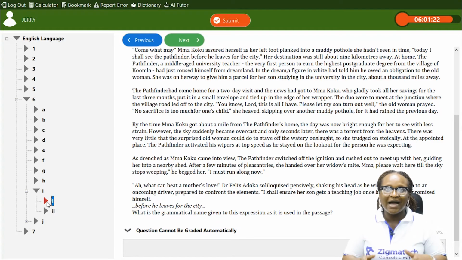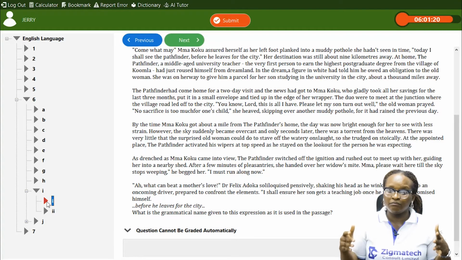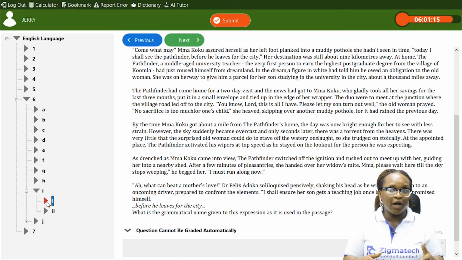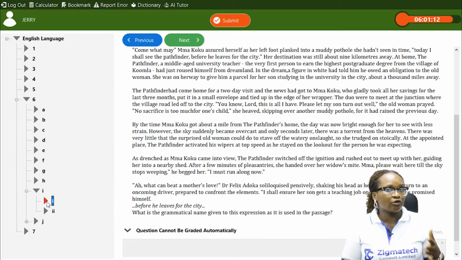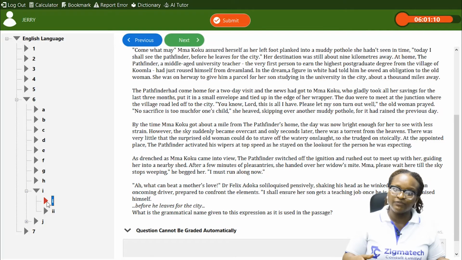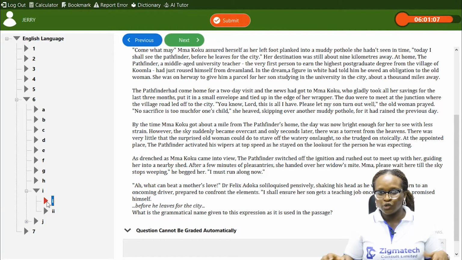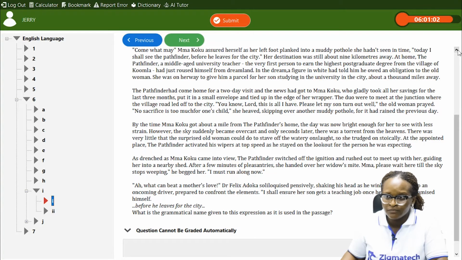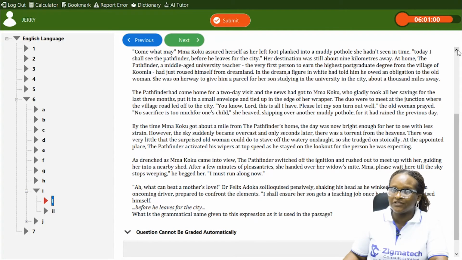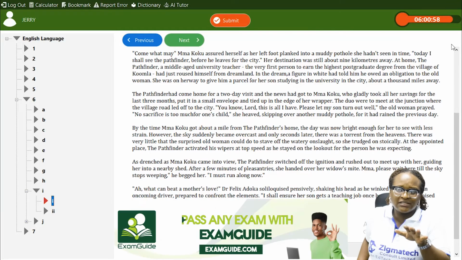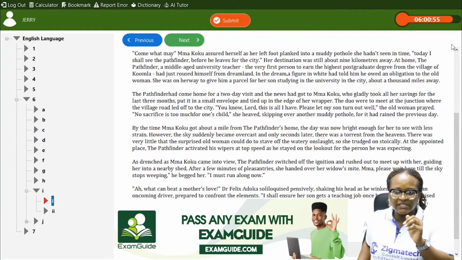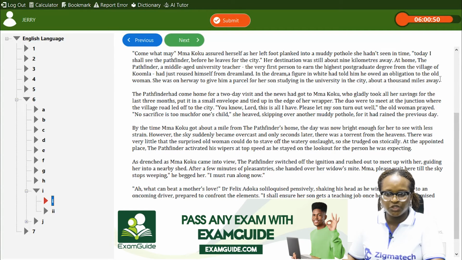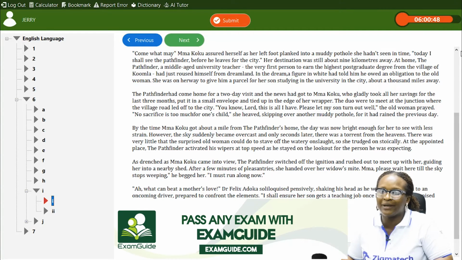Their functions are dependent on what each of these grammatical names do. All right, so noun clauses or noun phrases have about six functions. Adjectival clauses will always modify a noun in the main clause. Adverbial clauses will always modify verbs in the main clause. Now, once you come across this question, you need to go back to the passage, because going back to the passage will help you identify the function. Now, I've been asked, before he leaves for the city. And the question says, what is the grammatical name given to this expression as it is used in the passage? So we are going back to the passage.